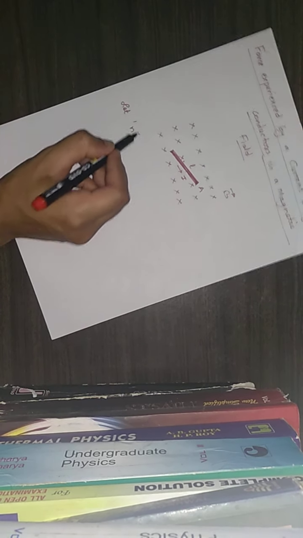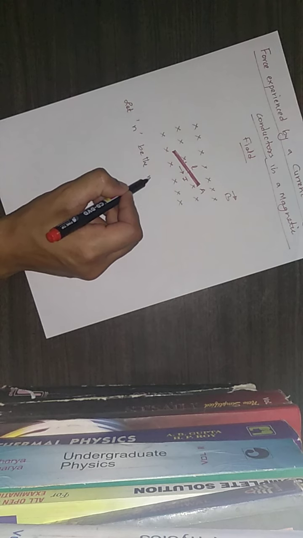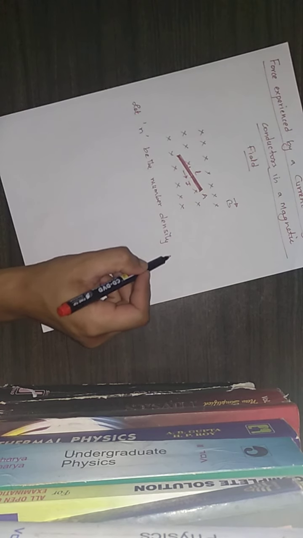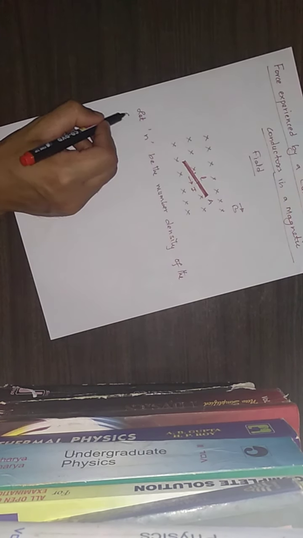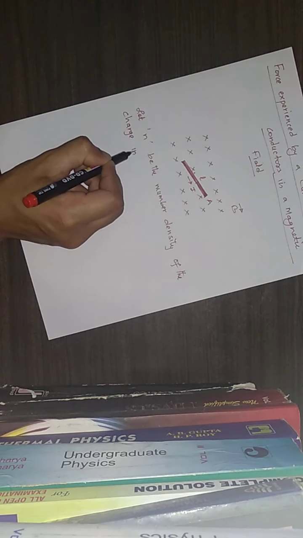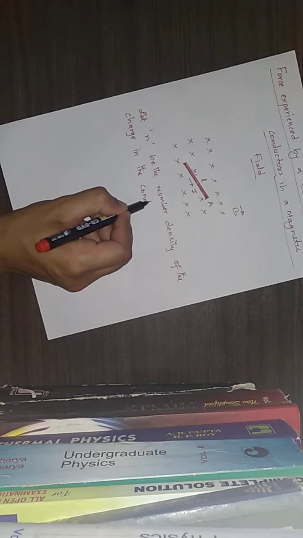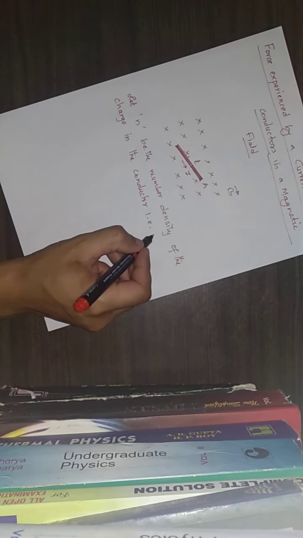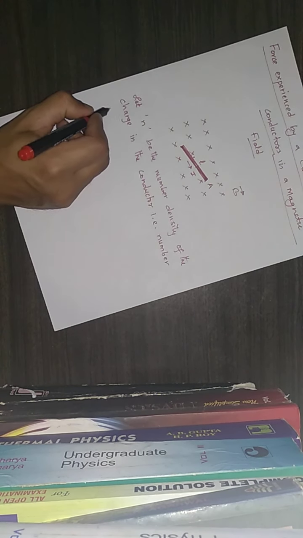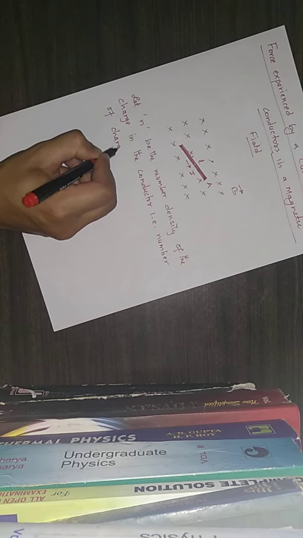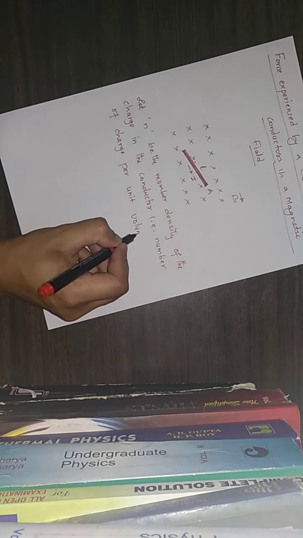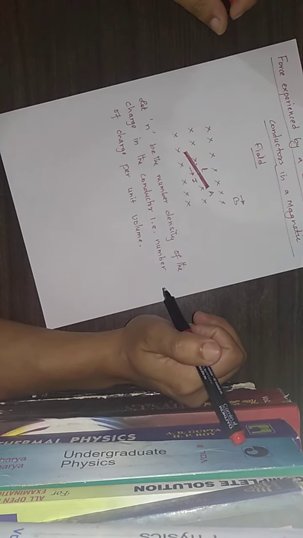Let N be the number density of the charge in the conductor, that is, number of charge per unit volume.